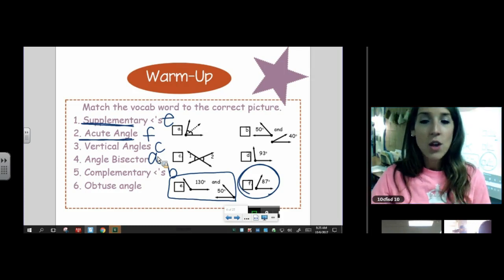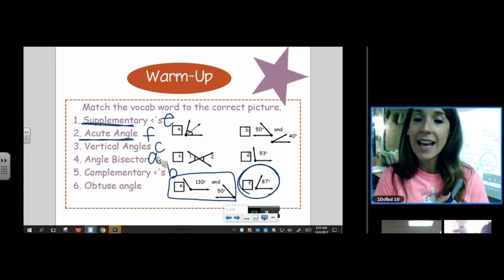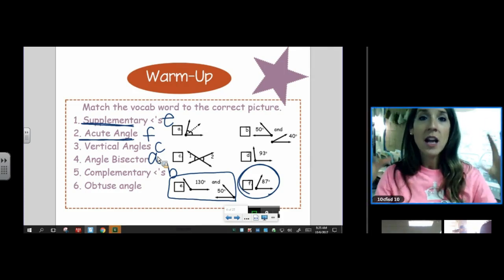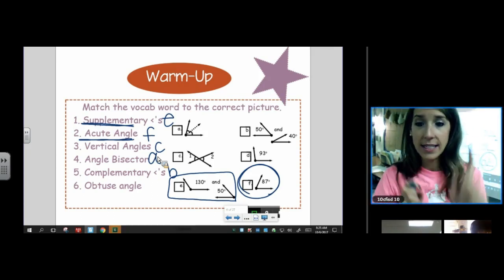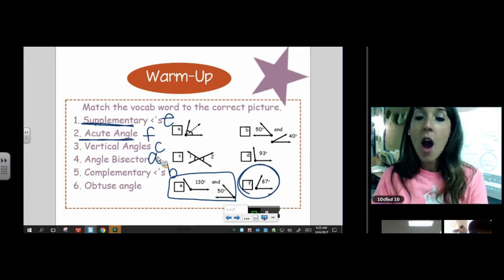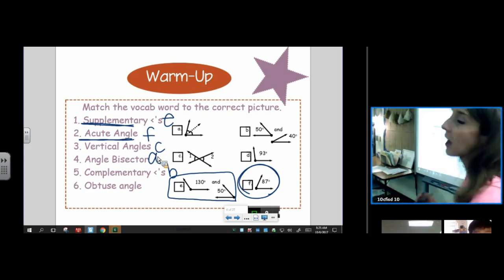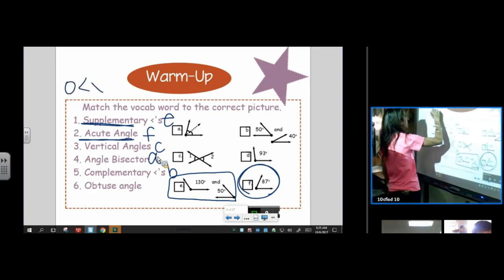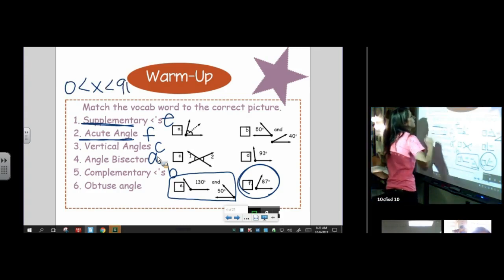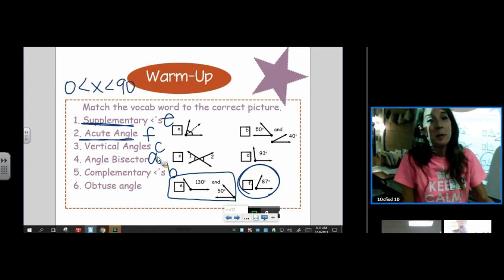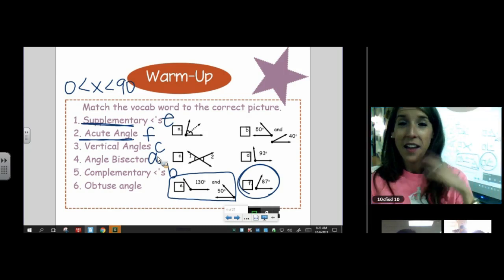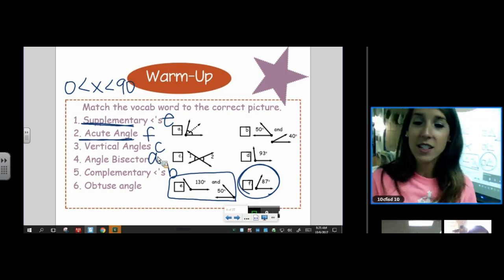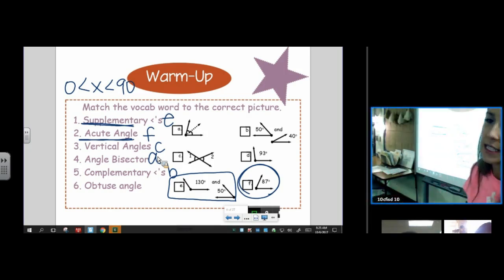Very good. No, Fong, a straight line cannot be supplementary because supplementary is a pair of angles. And it says that on your vocab sheet. Not 1 and 89. An acute angle would be an angle greater than 0 and less than 90. Because there's still some numbers between 89 and 90, 89.2, 89.7. So it's greater than 0 and less than 90.